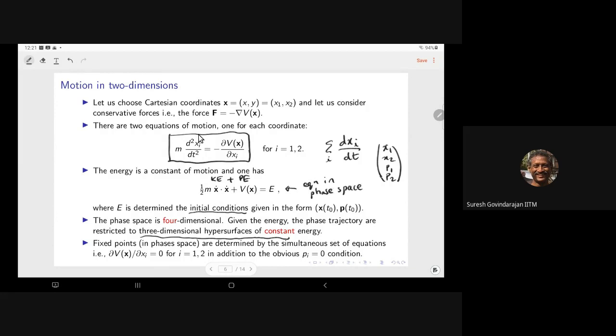Okay. Now fixed points are determined by the simultaneous set of equations. So we need dV by dxi to be 0, both for i equal to 1 and 2, in addition to the obvious pi equal to 0 condition. So now we need it to be a true extremum. The first derivative along x and y should vanish. It's not enough for it to vanish along x or y alone. That won't be a fixed point.